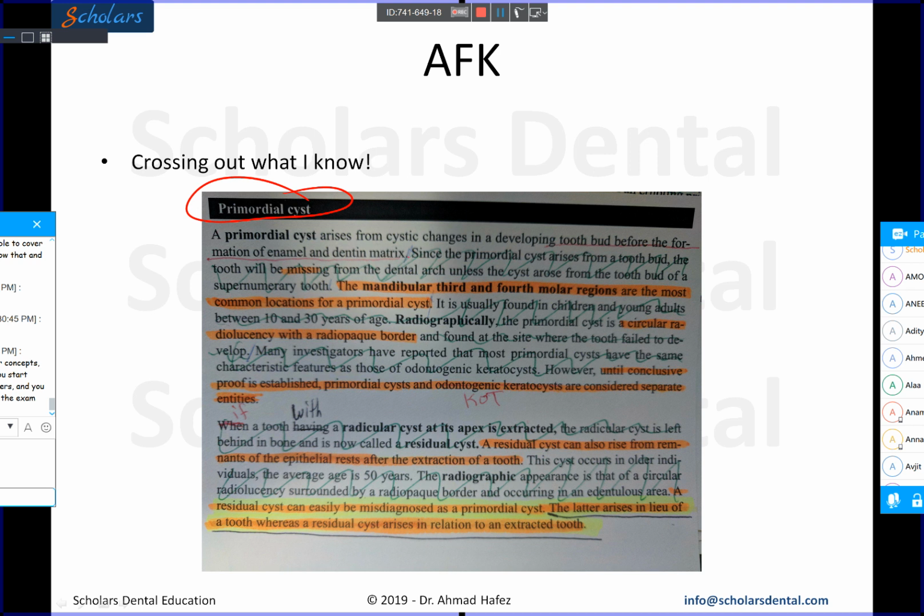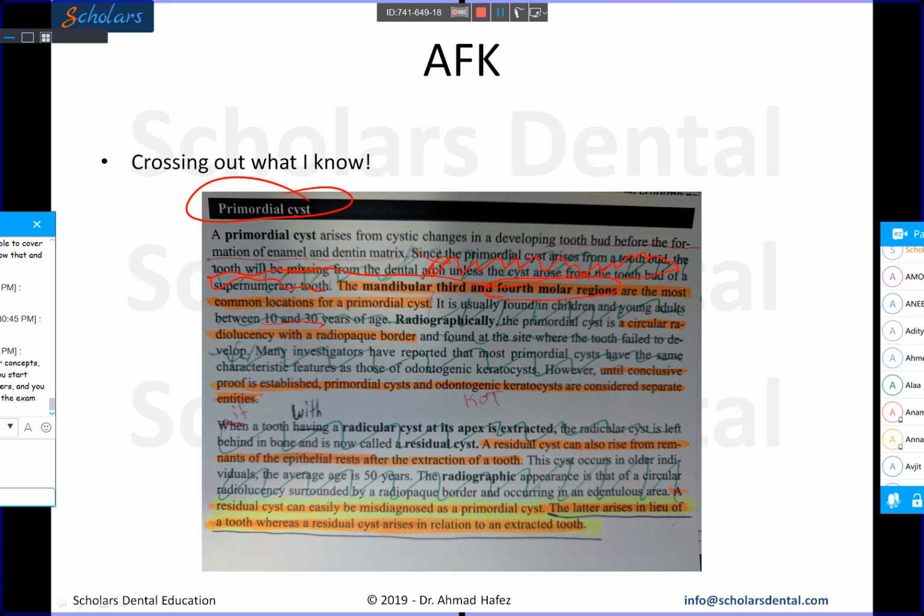Okay, that seemed important, so I left it. But I already know it. Since the primordial cyst arises from a tooth bud, the tooth will be missing from the... I already know that. I know that the tooth will be missing. It's too easy for me now. The mandibular third and fourth molar region are most common. I found that the fourth molar was something weird, so I kept that. I might forget that.